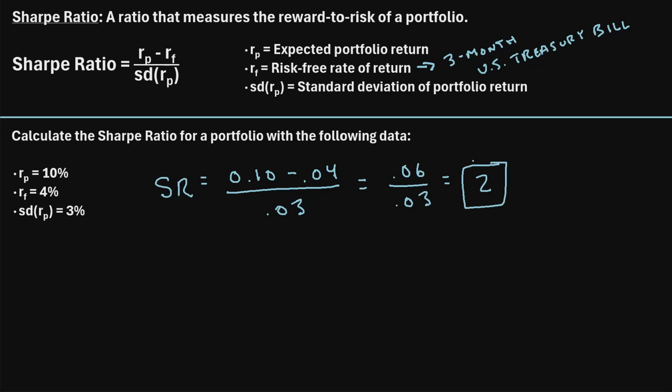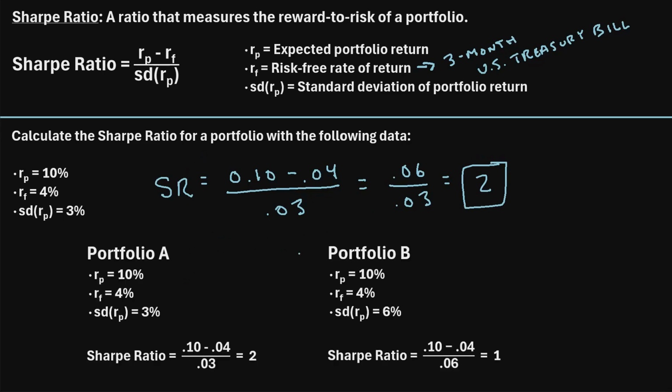Now, where the Sharpe ratio really shines as a ratio is when you can use it to compare different portfolios. So as an example, let's say we have two portfolios, portfolio A and B. Portfolio A has this data, which is actually the same data that we just used. So the Sharpe ratio we found was 2 for this portfolio. But now consider portfolio B.